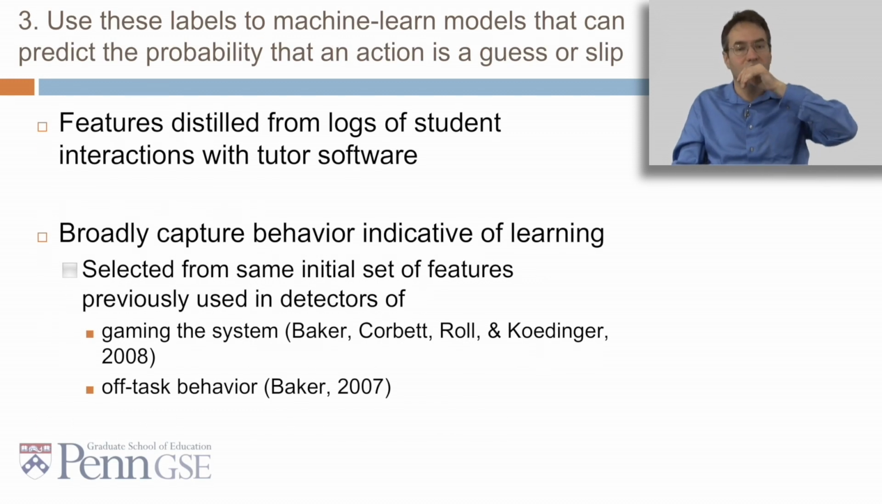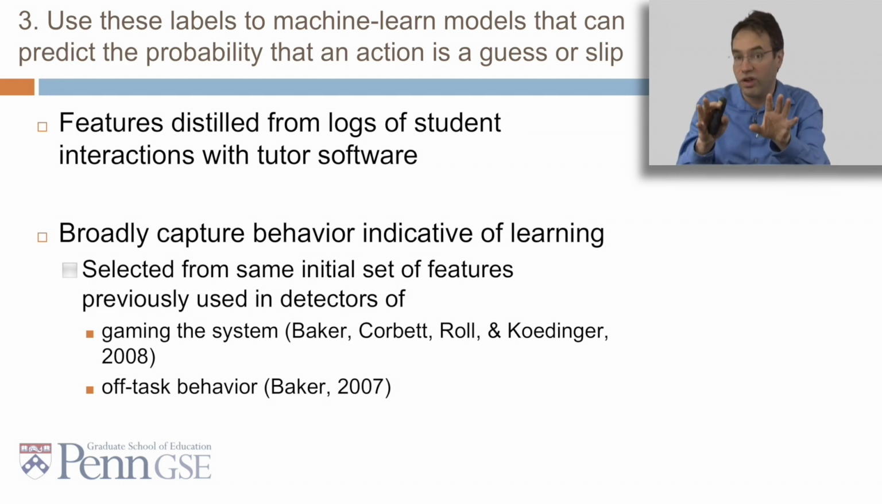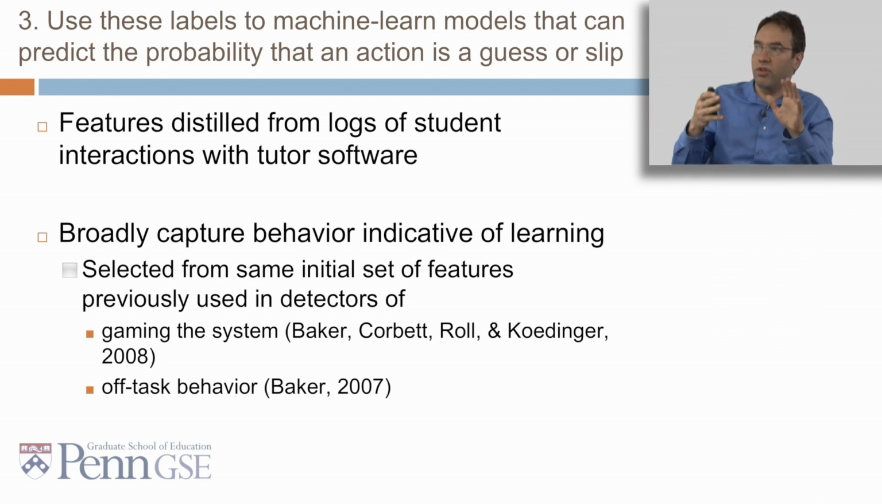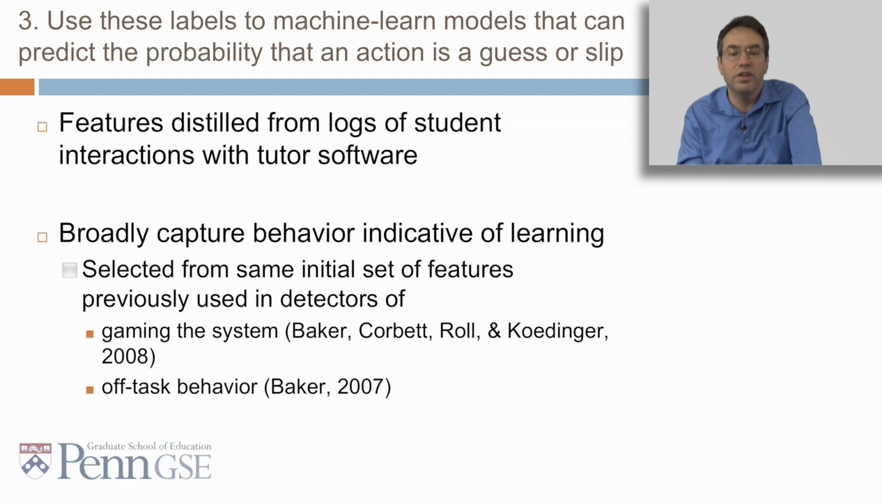Having gotten these labels, we then use them to machine learn models that can predict the probability that an action is a guess or slip. We take features distilled from logs of student interactions with the tutor software that broadly capture behavior indicative of learning. In our original work, Baker, Corbett, and Aleven 2008, which is starting to feel like ancient history, we selected these from the same set of initial features previously used in detectors of gaming the system and off-task behavior.